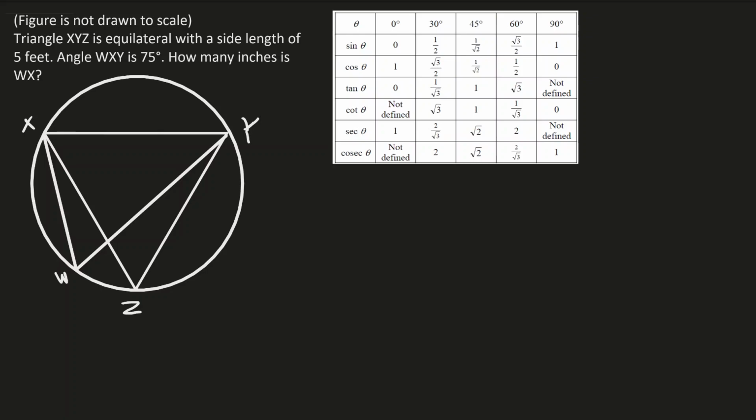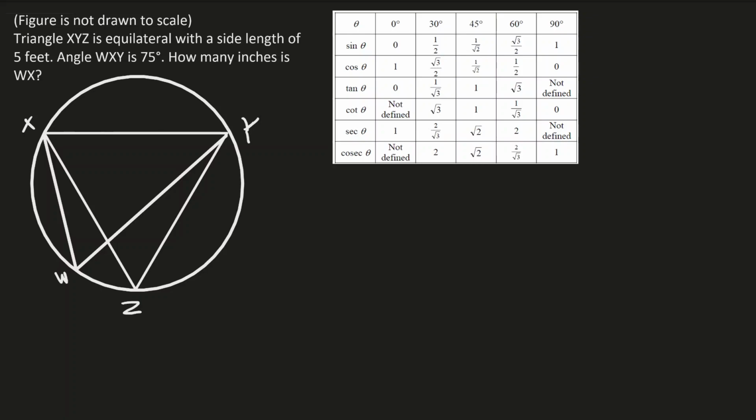So right here we have that triangle XYZ is equilateral with a side length of 5 feet. Angle WXY is 75 degrees. How many inches is WX? And right here I have a sine chart, in case you might need this to solve this problem. So let's try solving this problem.